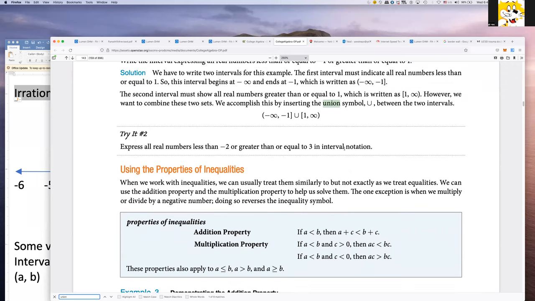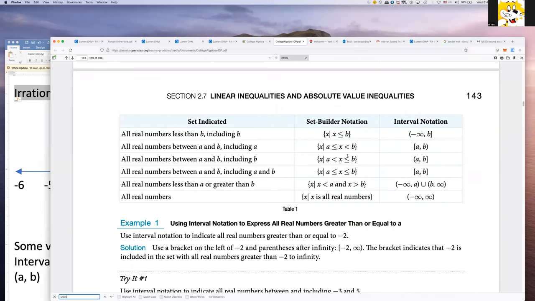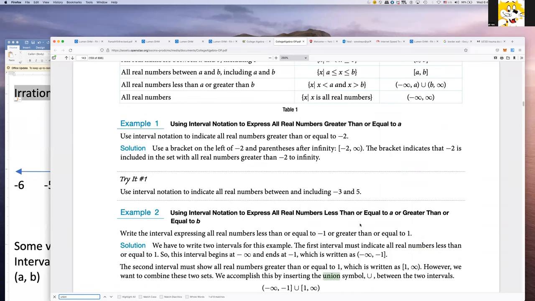Union. Oh, here it is. Union interval notation. This is what we just went over, guys. Page 143. Interval notation. The reason why I like introducing it now is because you're going to need it later.